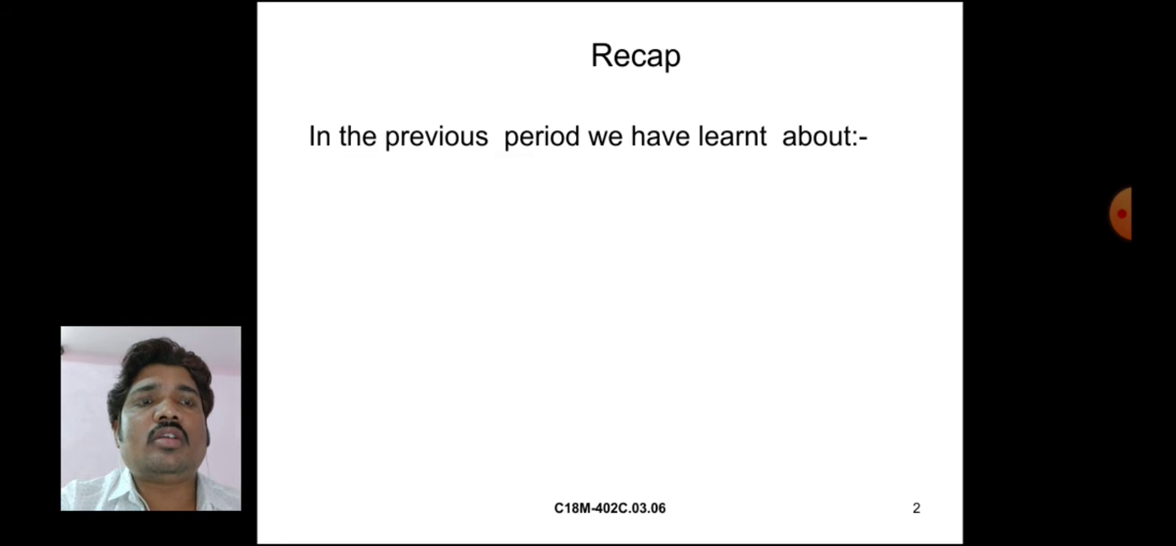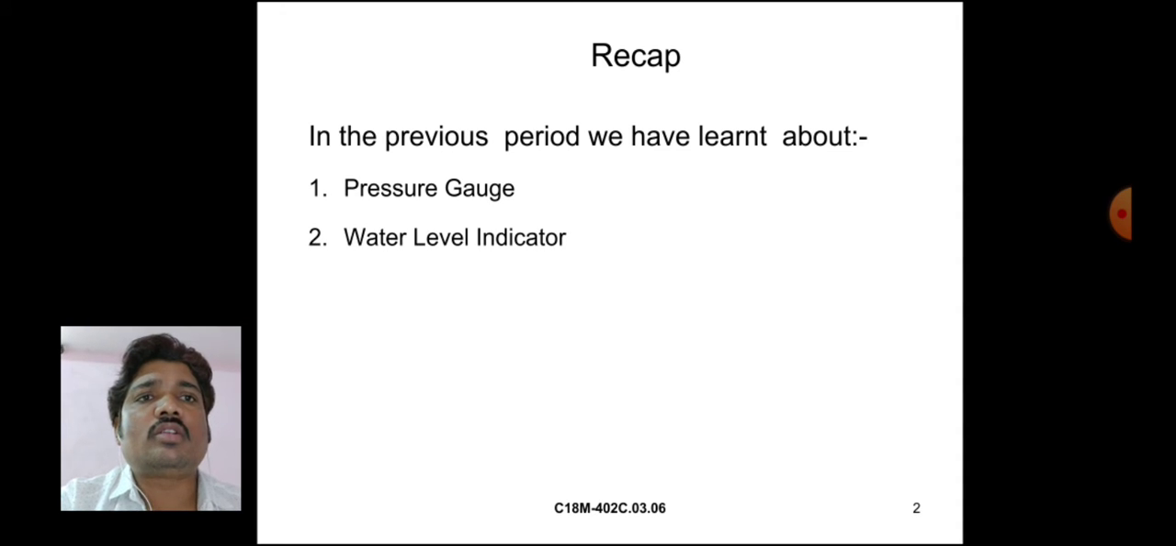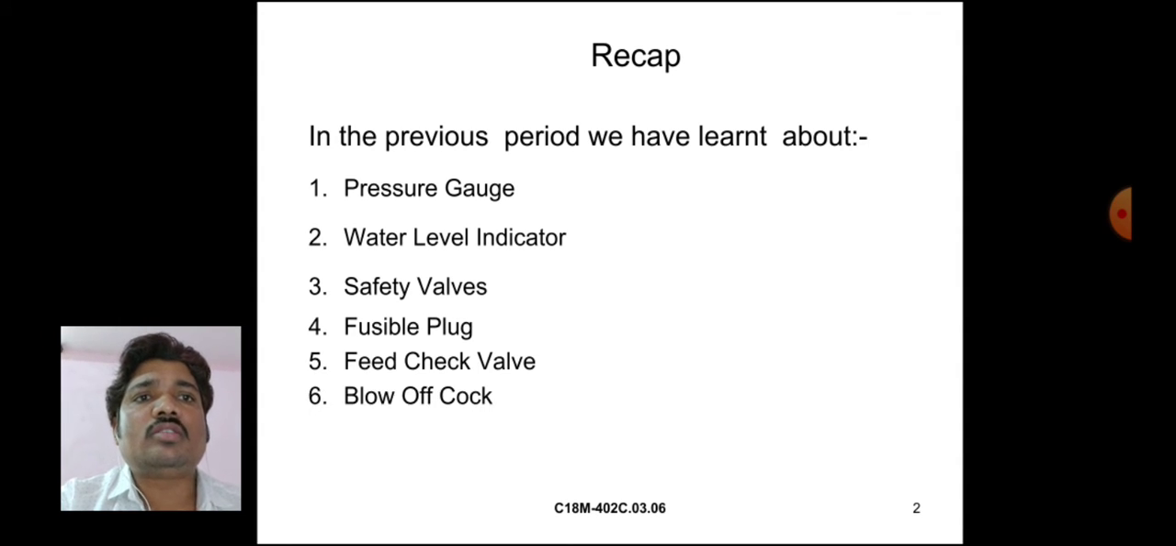In the previous period, in yesterday's class, we learned about pressure gauge, water level indicator, safety valves, fusible plug, high steam and low water safety valve, blow off cock, and stop valves. We learned about these topics in the last class.